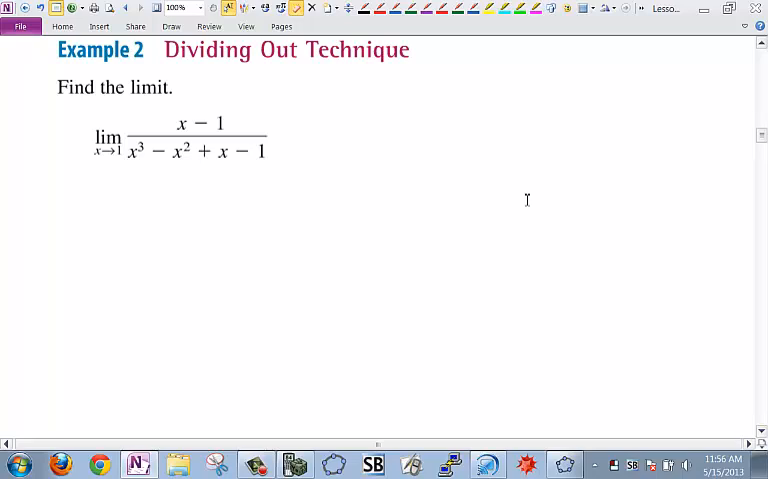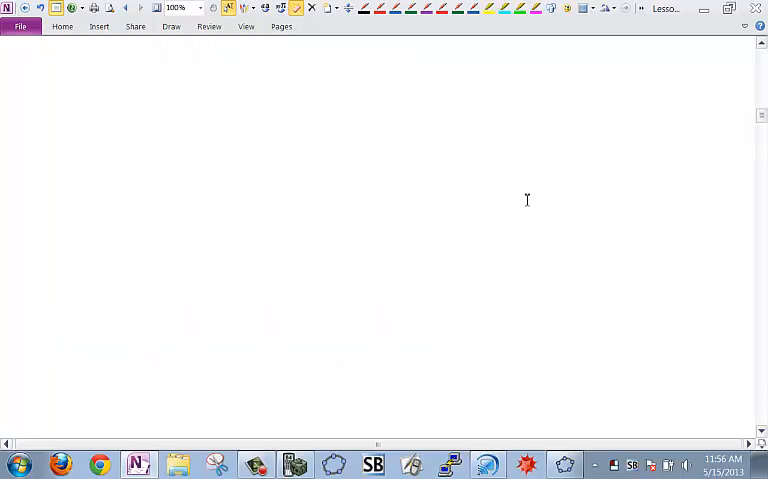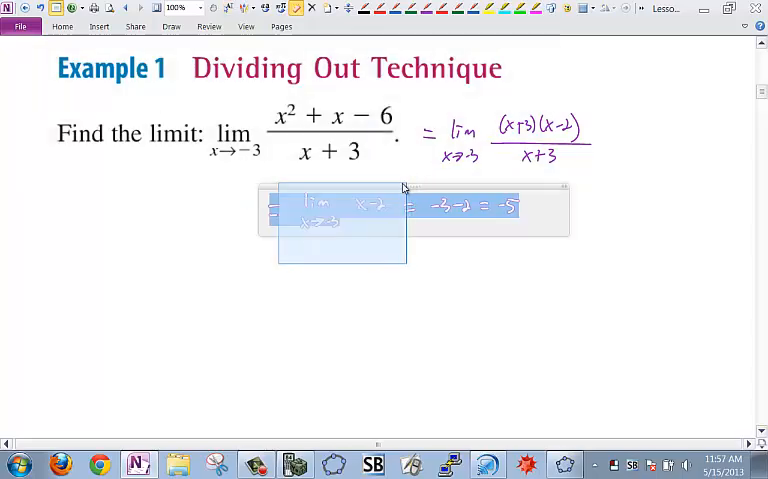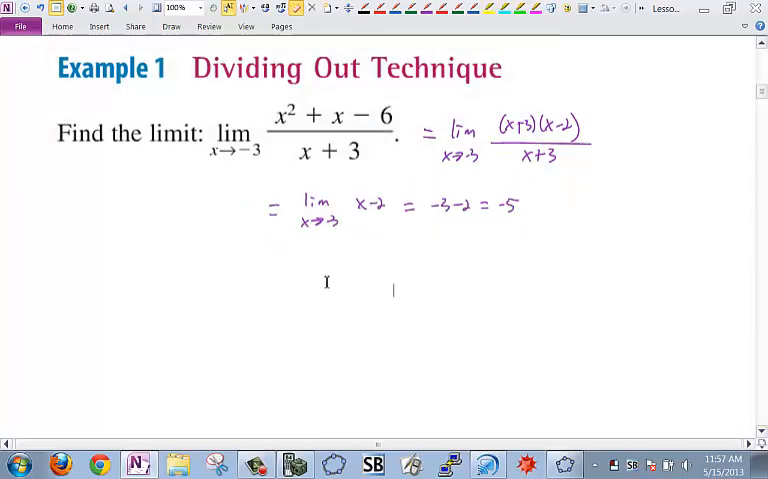No. The last one did make the bottom 0. x plus 3, and it was negative 3. But I found a new function, x minus 2, right here. Is x minus 2 continuous at negative 3? No. I mean, yes, absolutely.